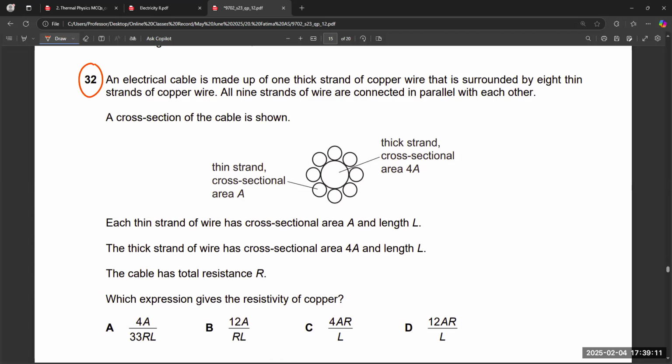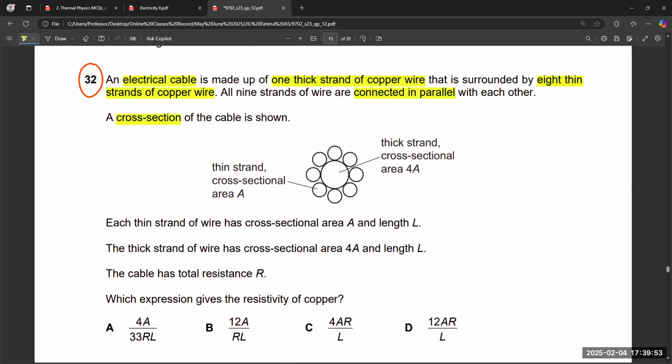Question 32. An electrical cable is made up of one thick strand of copper wire. So in the diagram, you can see in the center, there is a thick strand of cross-sectional area 4 times A, and it is surrounded by 8 thin strands of copper wire. Just as it is shown in the diagram, there are 8 small circles also. That gives you the concept of 8 thin wires in the surrounding. So now all 9 strands of wire are connected in parallel, and a cross section of the cable is shown.